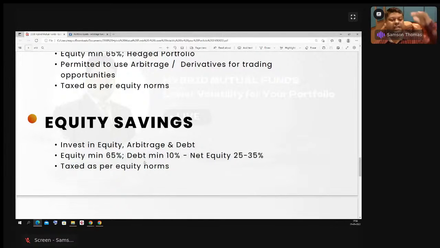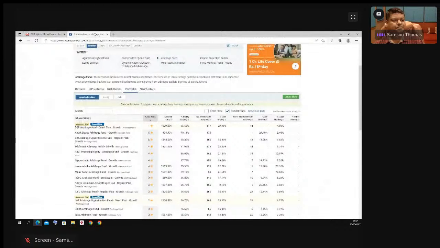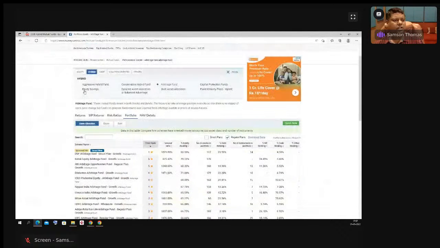So that makes it very safe, and in spite of this, you are taxed as per equity norms. So let's look at equity savings funds, how they have performed over the last 1 year.